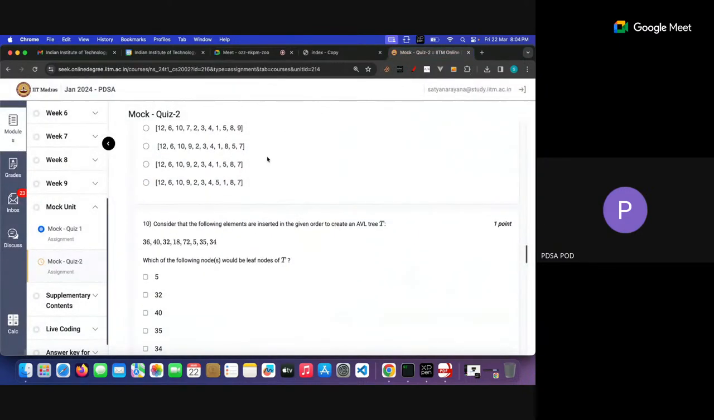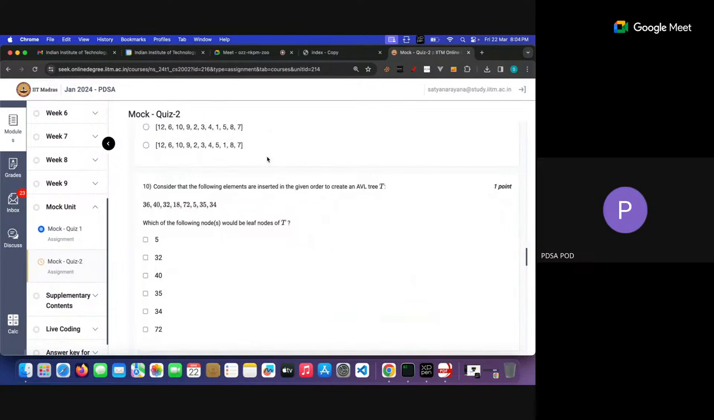From the 10th question onwards, units 7 and 8 will start. So let me start. This particular question is from AVL trees. Let me read the question: consider that the following elements are inserted in the given order to create the AVL tree.